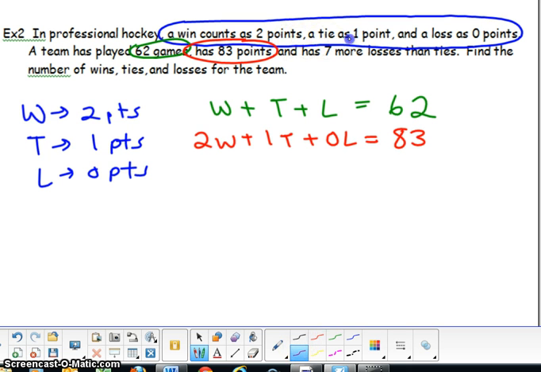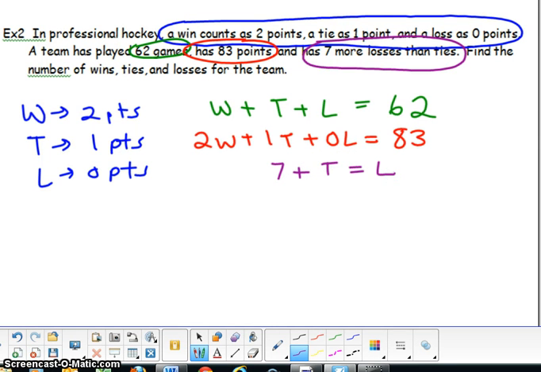And the last one, it says there were 7 more losses than ties. So we can write that as 7 plus T equals L.